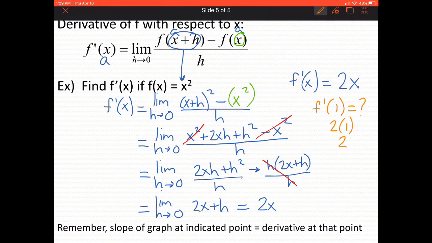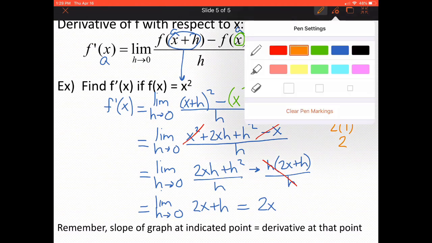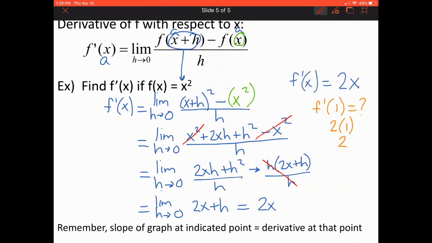So please remember that if they ask you to find the slope of the tangent line, not the slope of the graph, but the slope of the tangent line of the graph, then what it's really asking you to do is find the derivative, and vice versa. If they ask you to find the derivative, you're finding the slope of the tangent line.